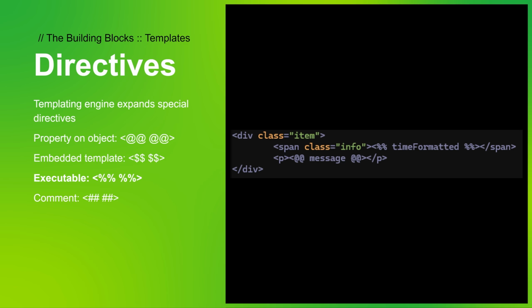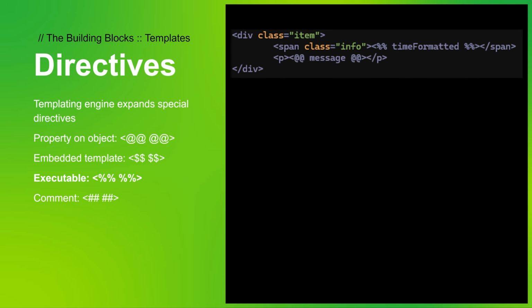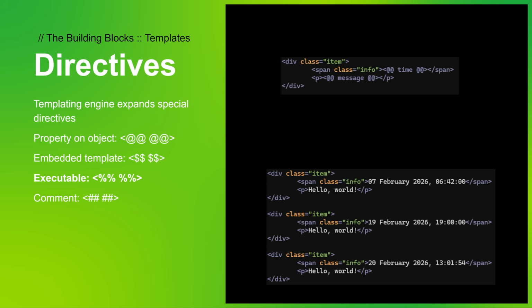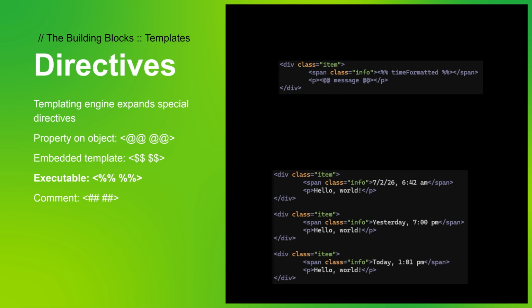For example, in our previous template, we were just outputting the raw value of the time attribute, which was the full value of a timestamp converted to a string. If we wanted more control over what it was output, you can use the executable directive to have it call a time formatted method. If our time formatted method looked like this, then this is our old output, just outputting the raw value of the timestamp. And when we change that to our time to call our time formatted method, it produces our formatted result instead.